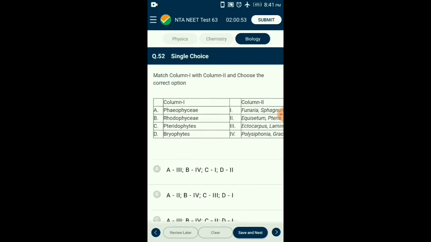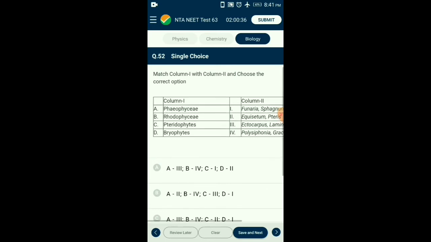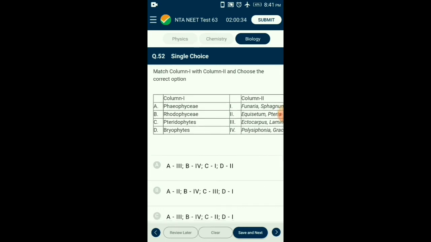Question number 52. Match the following, column 1 with column 2. Choose the correct option. Class Phaeophyceae comprising the brown algae. Example species are Ectocarpus, Laminaria. Class Rhodophyceae comprising the red algae. Example species are Polysiphonia, Gracilaria.